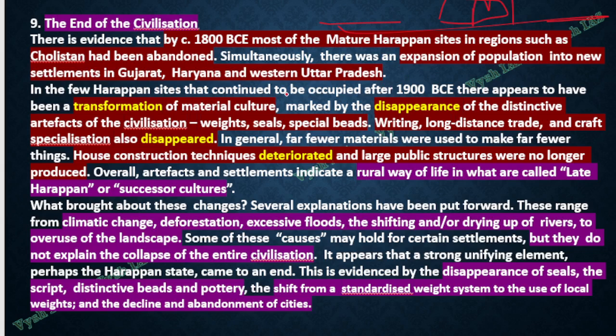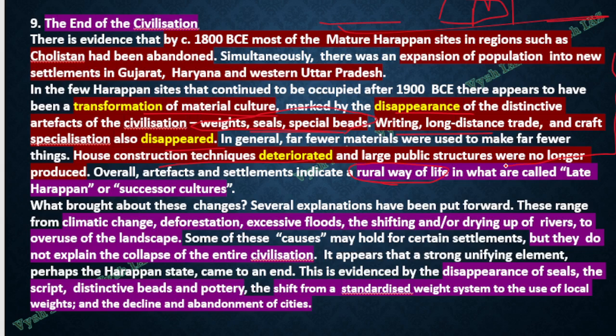So how did you understand that the civilization was getting over? Because we can find the transformation of material culture. There is a disappearance of artifacts like the weights, seals, special beads and all. The timeline we got is a single timeline; it is not there beyond a particular time. The writing, the long distance trade proof, the craft, everything is disappearing. The house construction technique is deteriorating. It was an urban civilization, right? But later we see that rural life is starting.